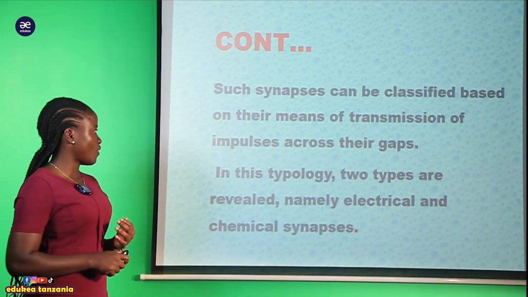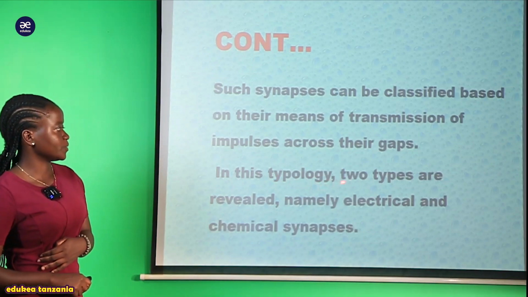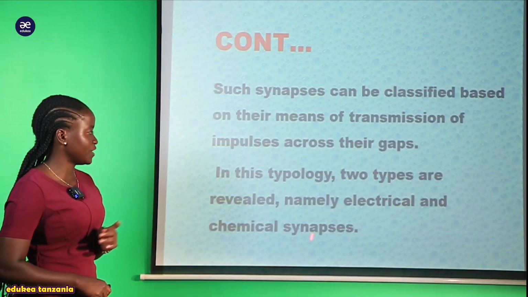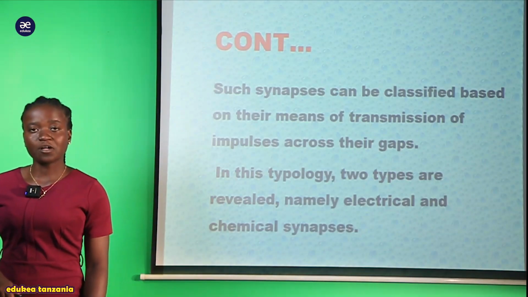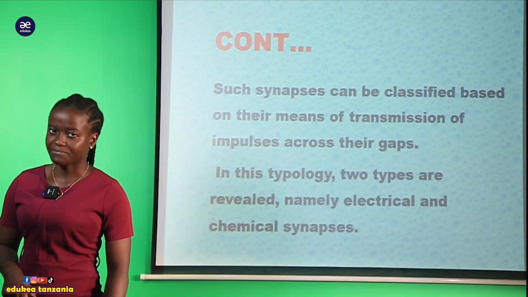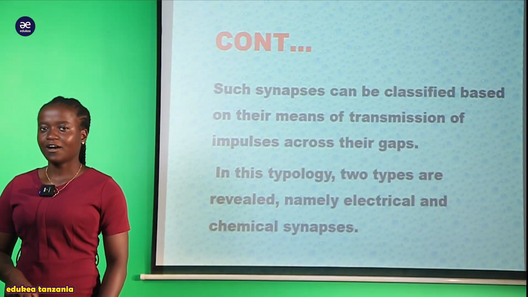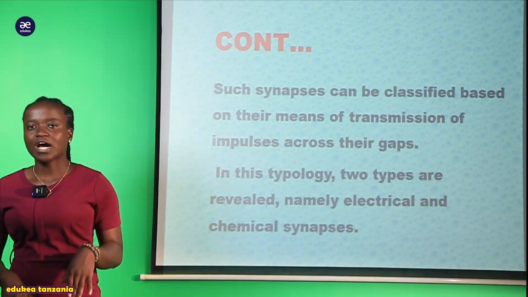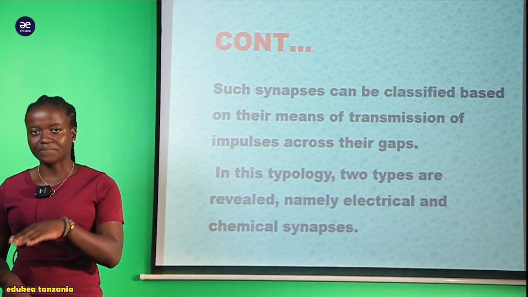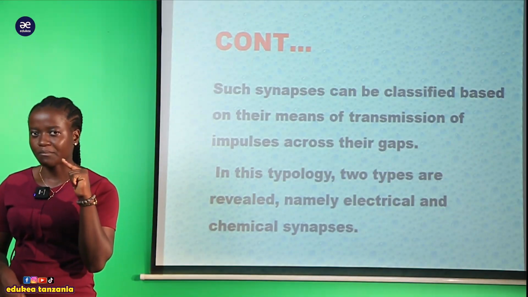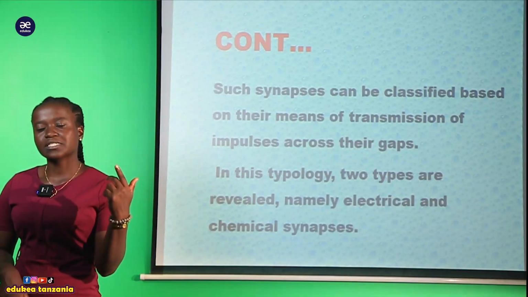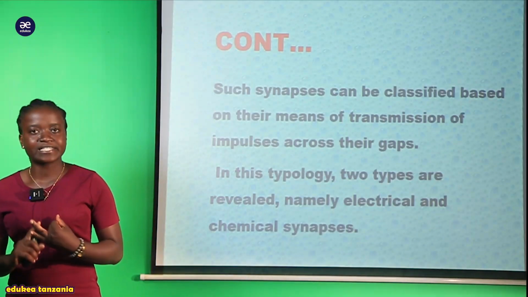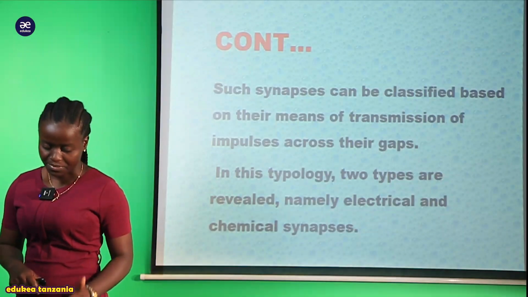So now tunasema kwamba in this topology, two types of synapse named electrical synapse and chemical synapse are involved. So we have almost two types of synapse. Na ndio maana according to your level, you have to know to explain the structure of the chemical synapse. But also you have to keep it in your mind that there are two kinds of synapse. The first is the electrical synapse. The second one is called the chemical synapse.